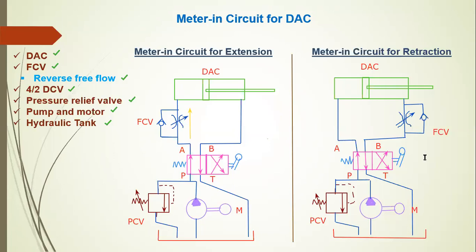Let's understand the hydraulic flow direction from the hydraulic pump to the meter in. First the oil comes from the hydraulic tank through the hydraulic pump motor set, then the oil passes through the DCV output, passes through the FCV, and from the FCV to the DAC. This is the complete flow path.